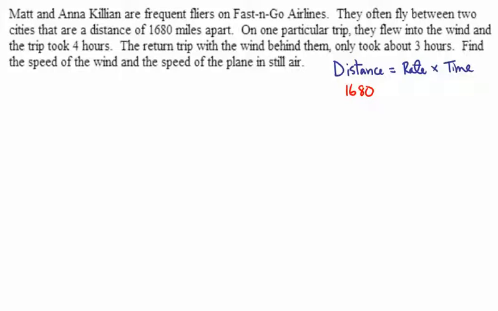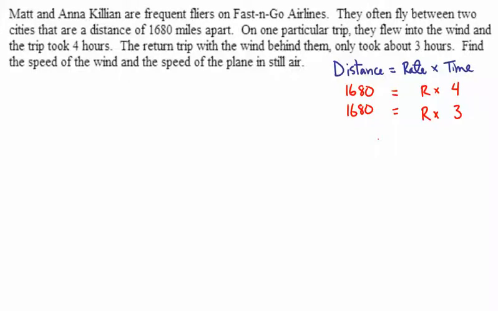And we know the two times. We know that one of the times is 4 hours, and the second distance is the same, and the second time is 3 hours. So what we're missing here is the rate. Now the rate, however, is really made up of two things. You have the speed of the plane and you have the speed of the wind.